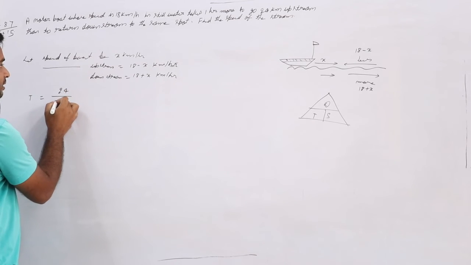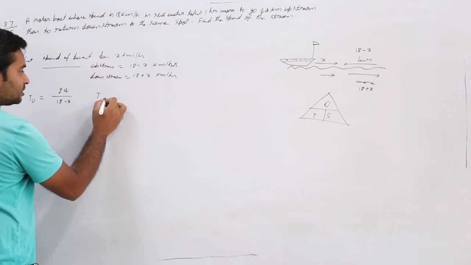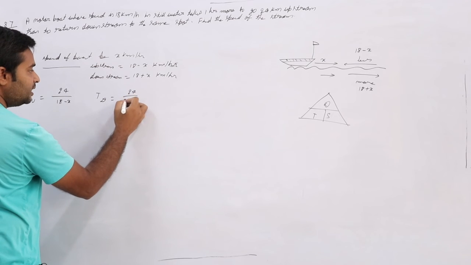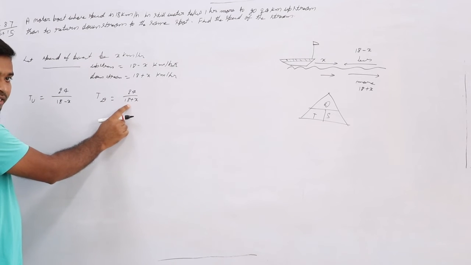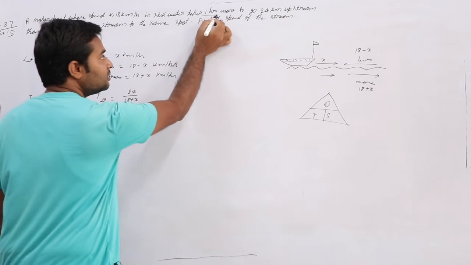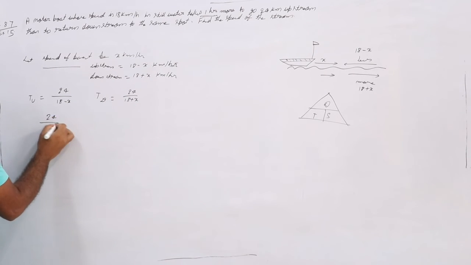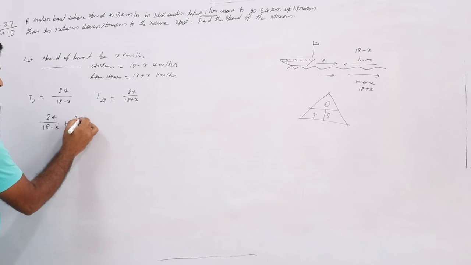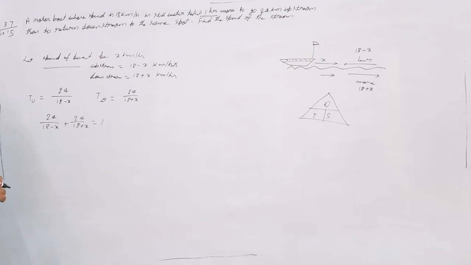So 24 by 18 minus x, this is the time in the upstream. In the downstream, how much? 24 by 18 plus x. Getting now? Total time is given how much? 1 hour. Shall we add, going and coming? So 24 by 18 minus x plus 24 by 18 plus x is equal to 1.